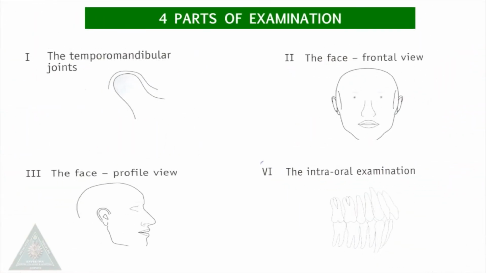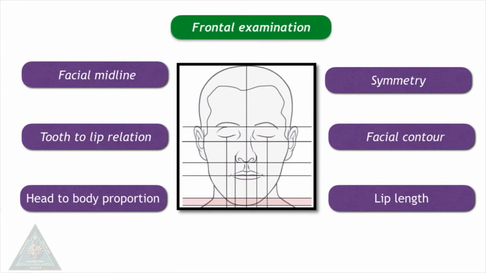The examination of such patients consists of four main parts, namely the examination of the TM joints, the examination of the frontal view of the face, the profile view of the face, and the intraoral examination. In the frontal view, the facial midline is noted, the tooth to lip relation, the head to body proportion, symmetry, facial contour and the lip length are noted.